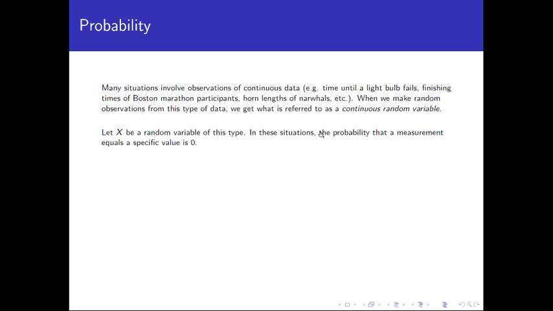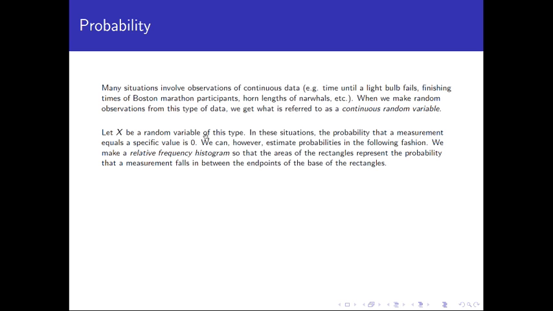So when we have a random variable of this type, I said it was difficult to calculate a probability. Well, really it's not all that difficult. What I meant by that was it's essentially that it has to be 0, because the probability that you're actually equal to a specific value is going to be 0 each and every time. However, we can estimate probabilities by creating what's referred to as a relative frequency histogram, and what that does is it calculates the probabilities that you fall within an interval of values rather than a specific value.